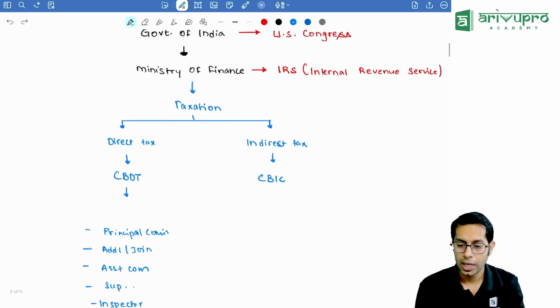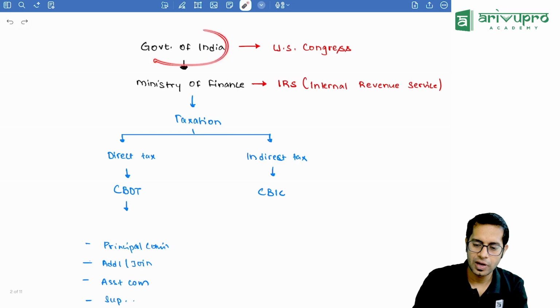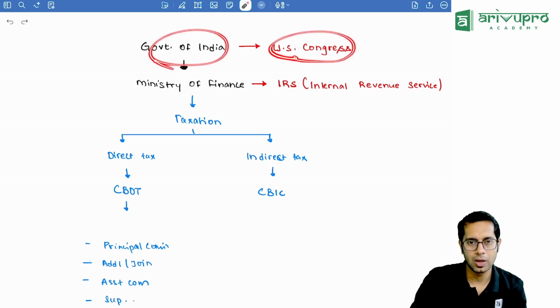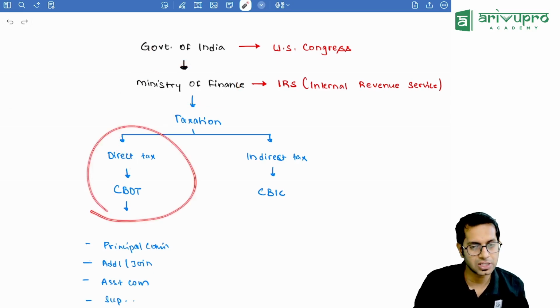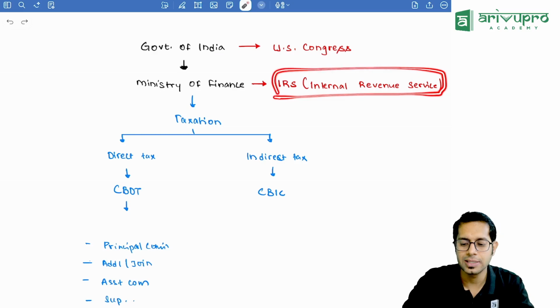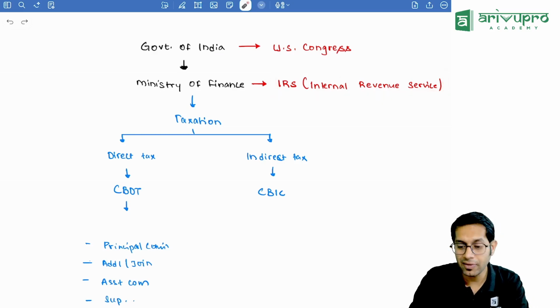So in India we have the Government of India; what is the government over there called? Congress. And in India we have our Ministry of Taxation, Ministry of Finance, where taxation is there. They have the IRS in that country. They have what, sir? They have the IRS.